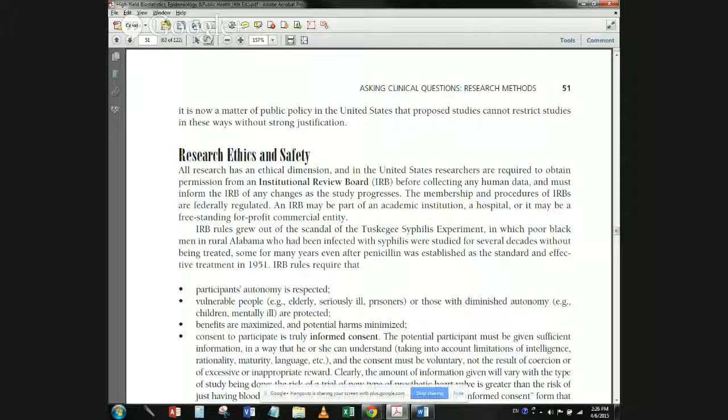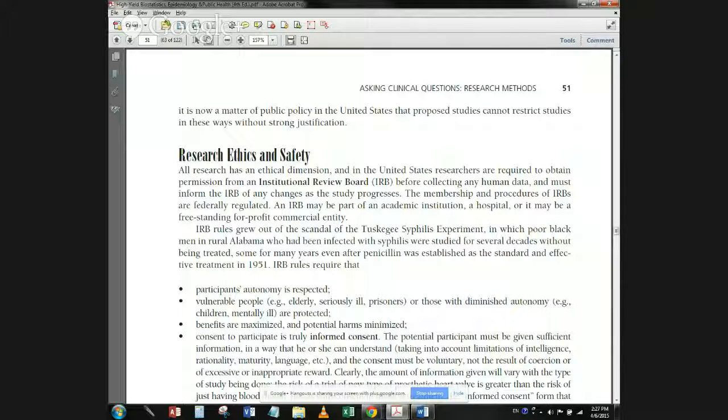All research has an ethical dimension, and in the United States, researchers are required to obtain permission from an institutional review board before collecting any human data and must inform the institutional review board of any changes as the study progresses. The membership and procedures of institutional review boards are federally regulated. An institutional review board may be part of an academic institution, a hospital, or it may be a freestanding for-profit commercial entity. Institutional review board rules grew out of the scandal of the Tuskegee syphilis experiment, in which poor black men in rural Alabama who had been infected with syphilis were studied for several decades without being treated, some for many years even after penicillin was established as a standard and effective treatment in 1951.